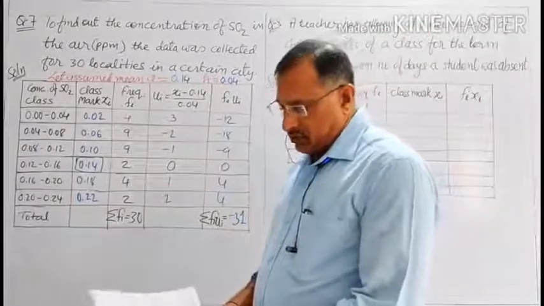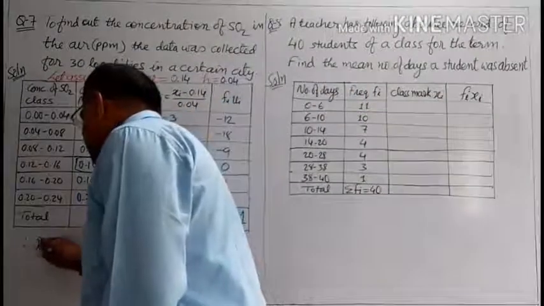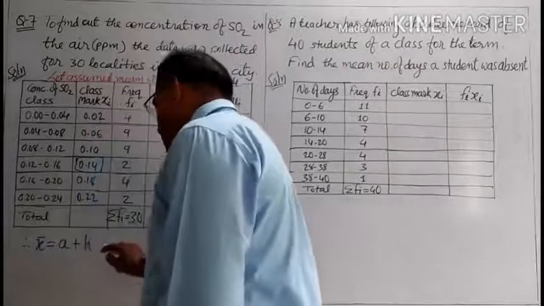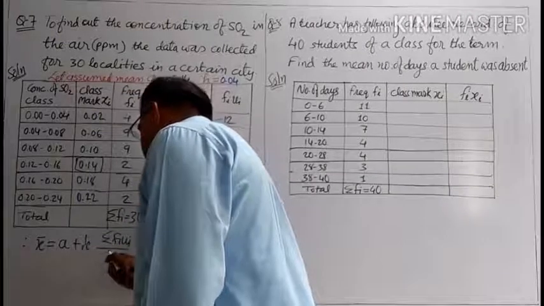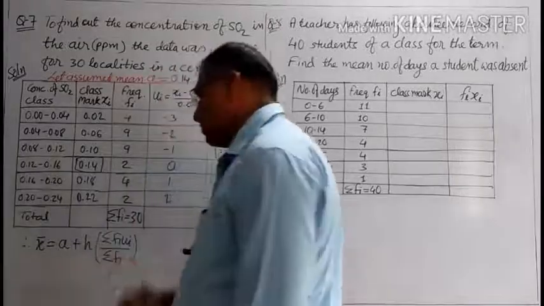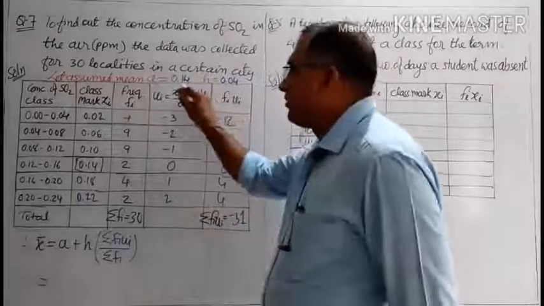So now our question is to find the mean. Therefore mean x bar is equal to assumed mean plus class width multiplied by sigma fi ui divided by sigma fi, that is the sum of the frequencies. So substitute the values. Here when we substitute the values, what is the assumed mean? 0.14.